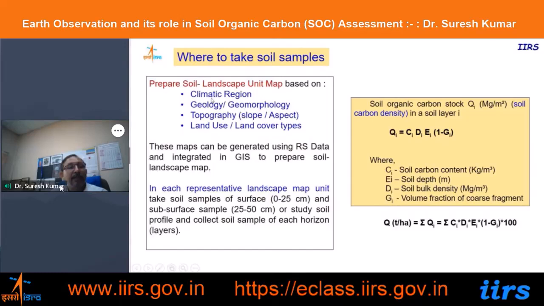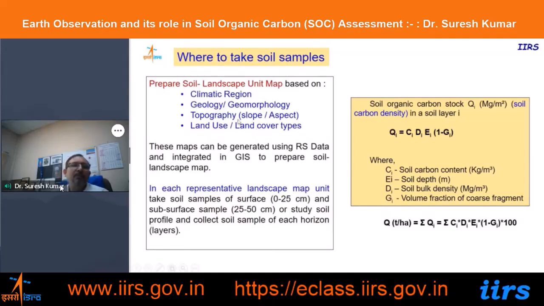You take the climatic map, with arid, semi-arid, tropical, all the climatic regions. You take the map of geomorphology or geology, because carbon storage will depend on your geology and geomorphology. Take the topography or slope map, because if the slope is more, carbon storage will be less; if the slope is less, carbon storage will be more. You generate the slope map from a digital elevation model. You take the land use land cover map, because the carbon stock of cropland and forest land will be different.